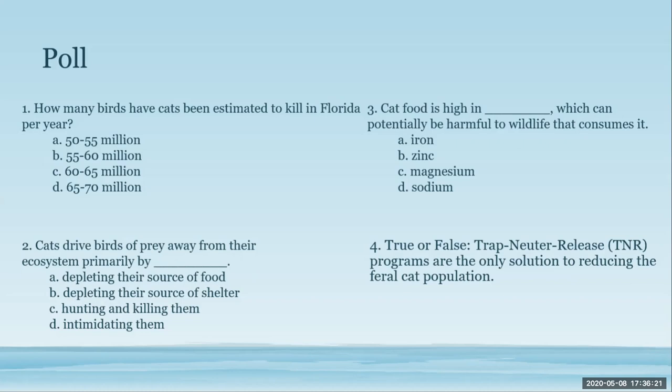Number three, cat food is high in blank, which can potentially be harmful to wildlife that consumes it. The answer to that would be D, sodium. Once again, it's to prevent the production of kidney stones in cats. Number four, true or false? TNR programs are the only solution to reducing the feral cat population. The answer to that is false. So TNR and trap and kill are both controversial in some sense, but maybe working in tandem with some other solution would help.